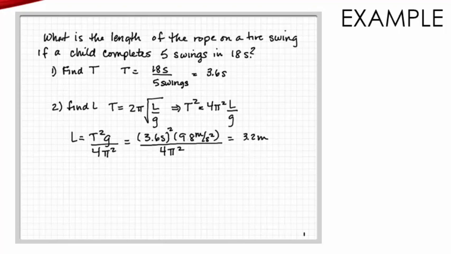So the first thing we do is find the period, and that's the amount of time for one swing. We find that that's 3.6 seconds. Then we'll use that and the equation for the period of a pendulum to find the length. Do a quick rearrange and plug things in, and you get 3.2 meters is the length of the string.